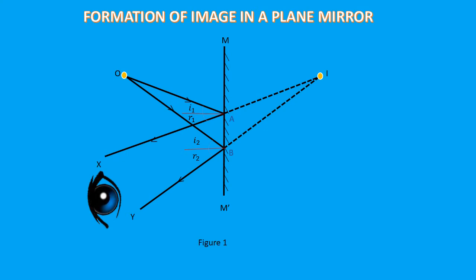Here if you see very carefully, you can understand that the distance of the object from the mirror is equal to the distance of the image from the mirror. So we will say that when we go through the characteristics. Hope you understood how to draw the ray diagram of the image formation in a plane mirror.